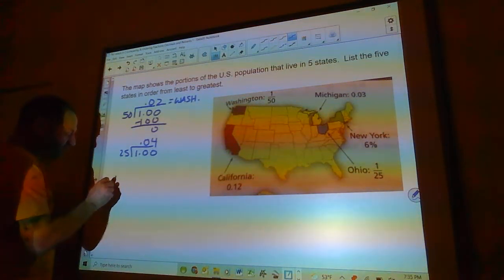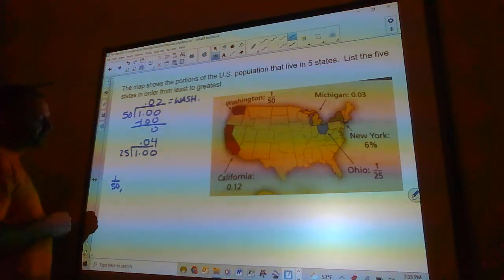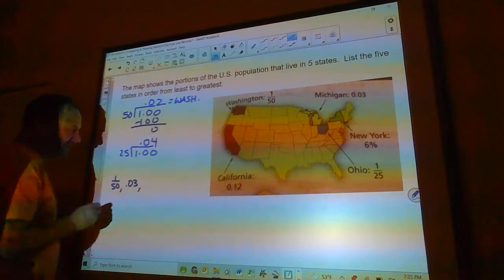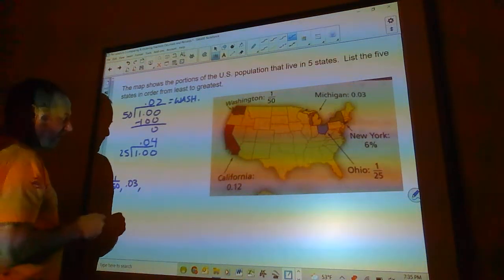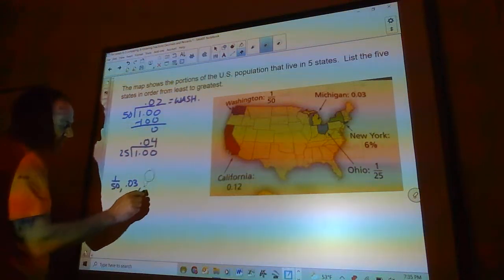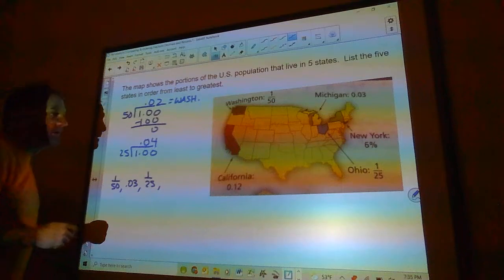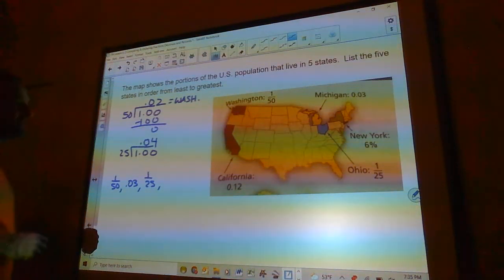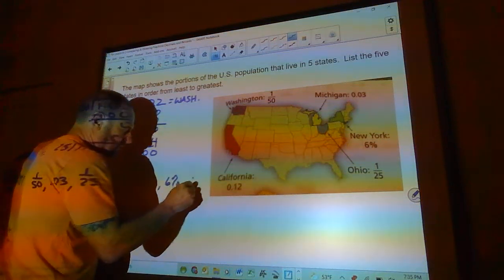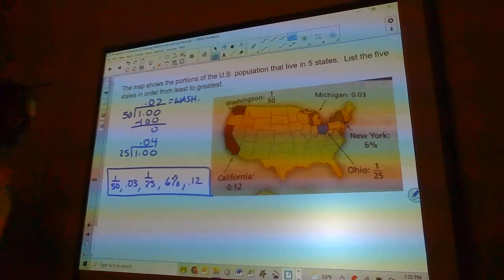So 1/50th is the smallest number, and that's 2%. Then Michigan is 0.03, that's next. Ohio is going to be 1/25th. New York is going to be 6%. And California is going to be 0.12. So there's your answer right there in order from smallest to largest.